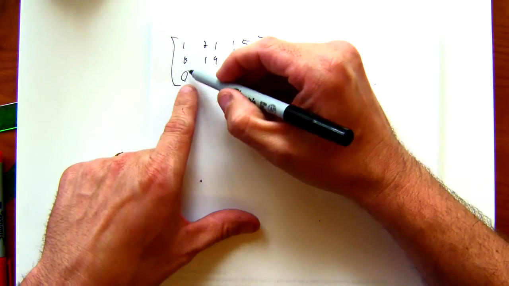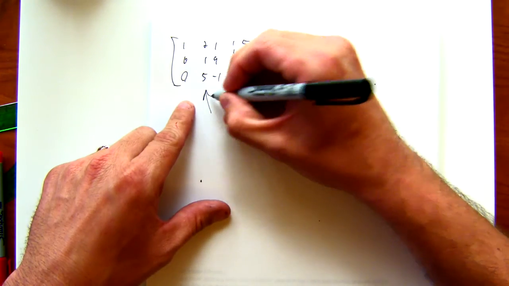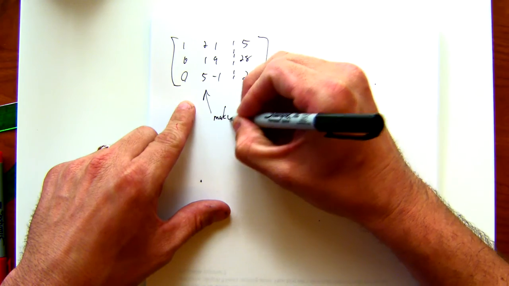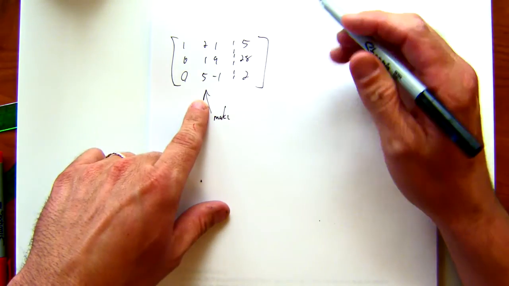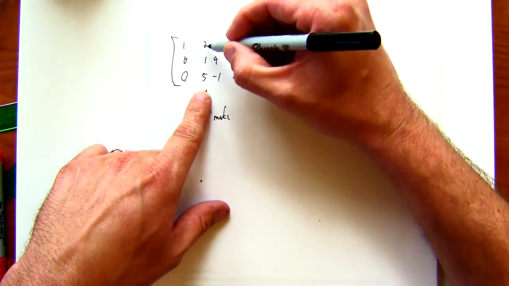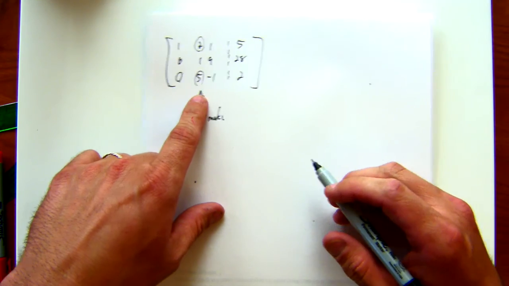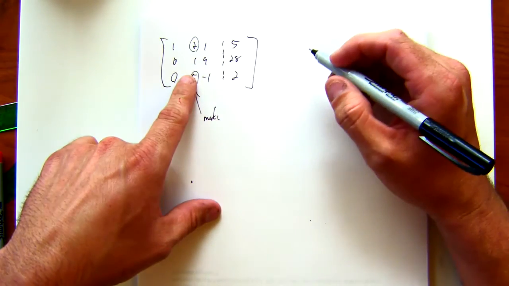So that's where we're at. I've got my first column. What do I need to do in this column? What do I need to make this column look like? I need to make that a 0, and I need to make this a 0. Okay? How can I make this one a 0?